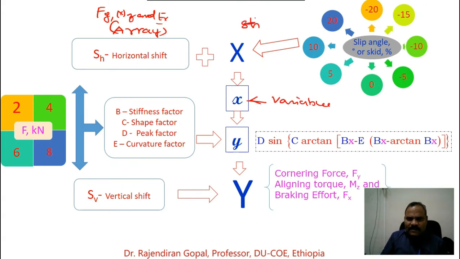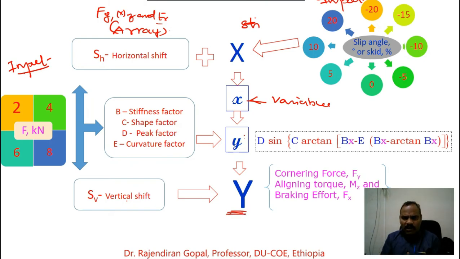Then the stiffness factor, shape factor, peak factor and curvature factors are processed with variable x in the formula D sine C arctan of Bx minus E into Bx minus arctan of Bx. We can get this small y. This small y added with SV, the vertical shift, gives capital Y. Capital Y is the output. It will give the output as cornering force, aligning torque and braking effort. So the coefficients are kept in an array and the given slip angle or skid is also an input, then we can find out the capital Y.